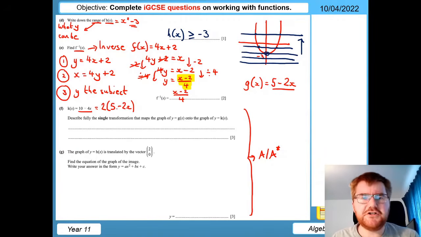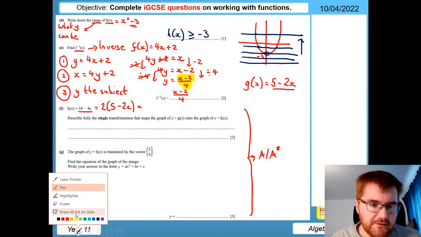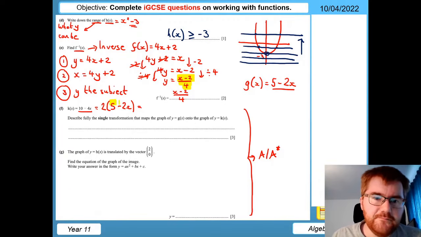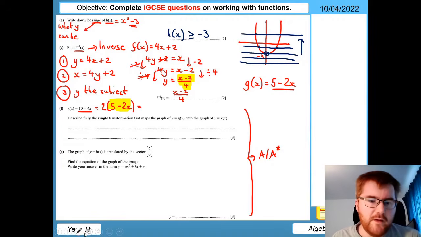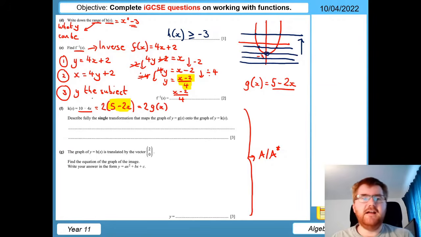And notice, there's a 5 minus 2x here, and our g function is also equal to 5 minus 2x. So I can just replace that entire bracket with just g of x. So I get 2 lots of g of x. So k of x is just 2 lots of g of x. And this is where we go into transformations of functions.